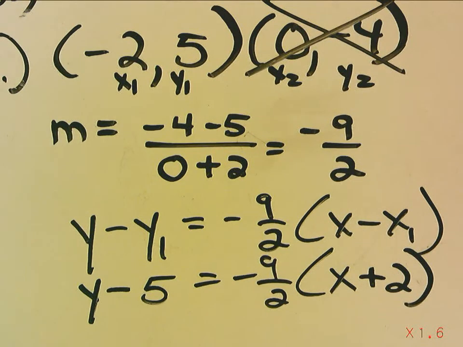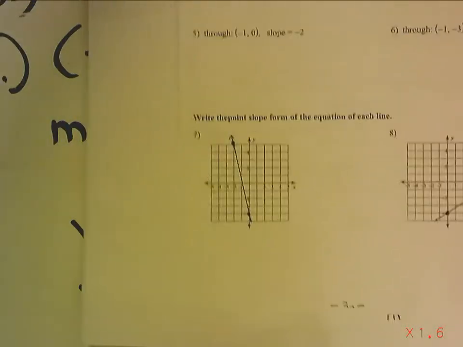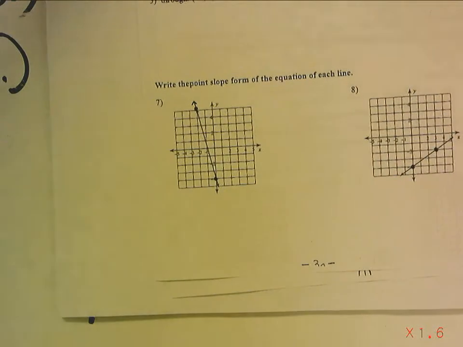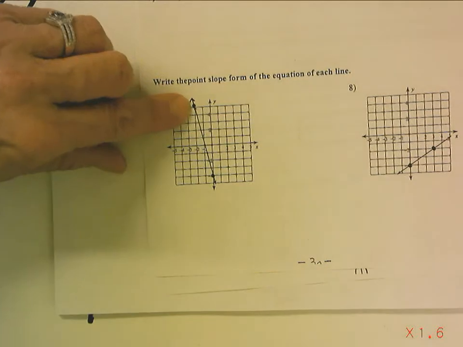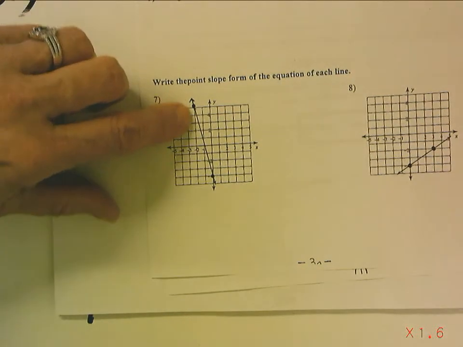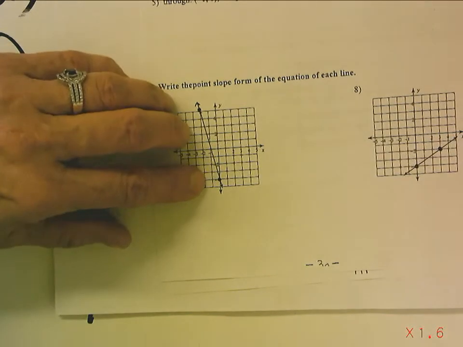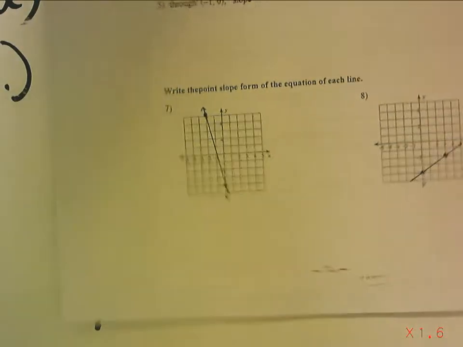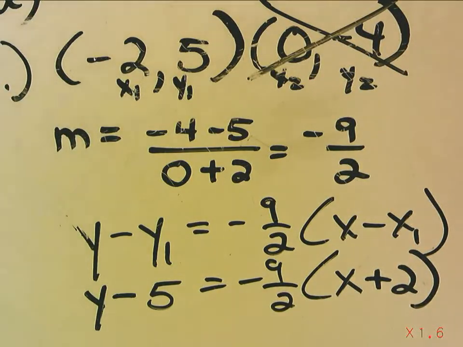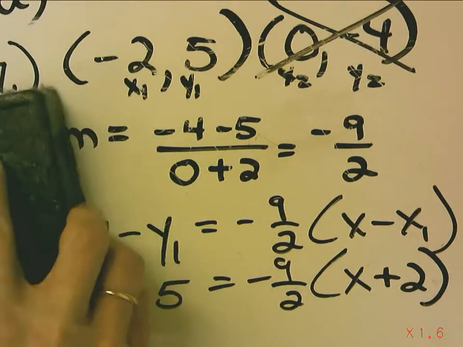Now, the other thing I could have done is actually counted on the sheet. And I could have said, I'll start at this point, I'm going to count down 9 in a negative direction, over 2 in a positive direction, and I could have gotten the slope by counting.